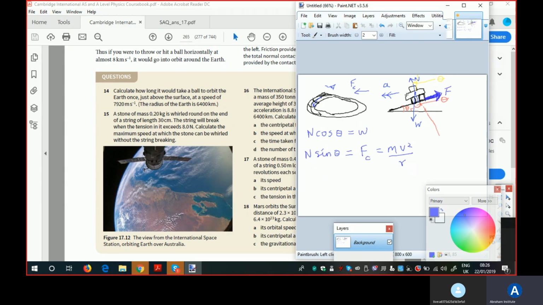If you take the component of the weight this way, it is W cosine, or sine, 90. Yeah, so if you take it this way, the angle here is 90 degrees. So W cosine 90 is 0. Cosine 90 is 0. So the weight has no effect in this direction. So it doesn't take part in the centripetal force, but this has an effect. Okay, so N cosine theta is equal to the weight of the object, which is mg. Then N sine theta is equal to the centripetal force.